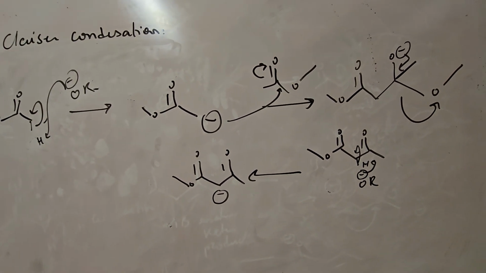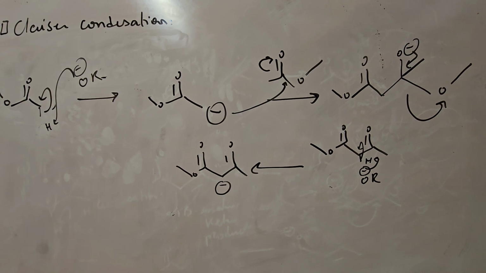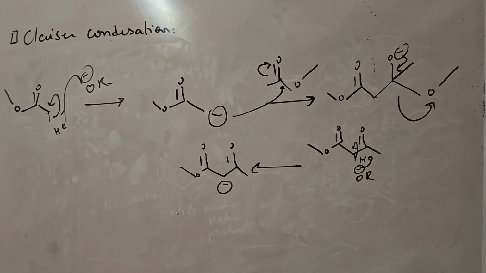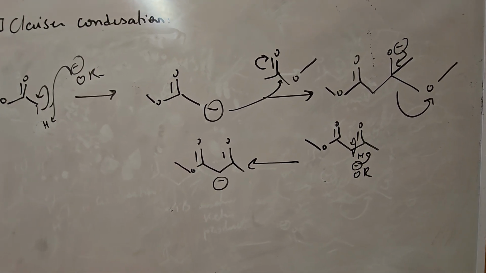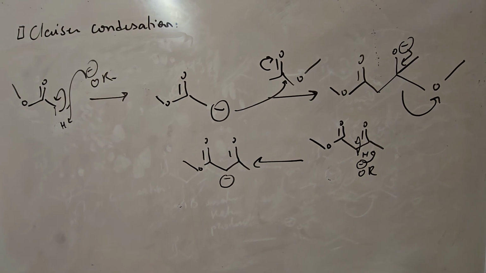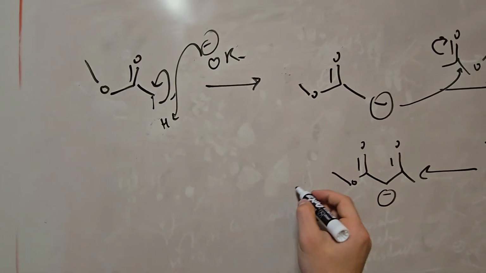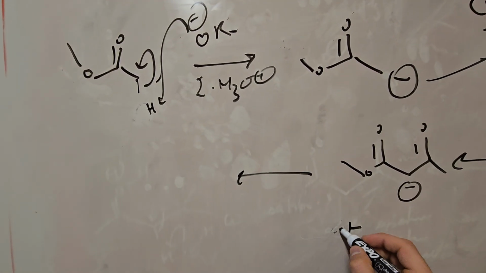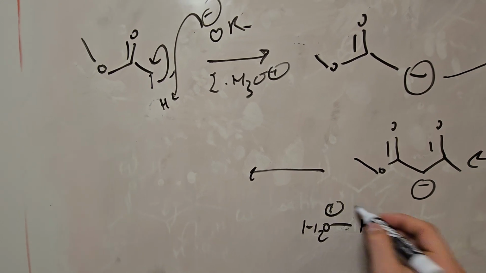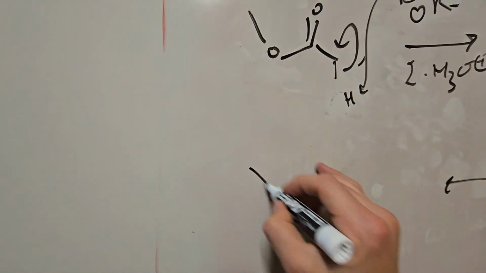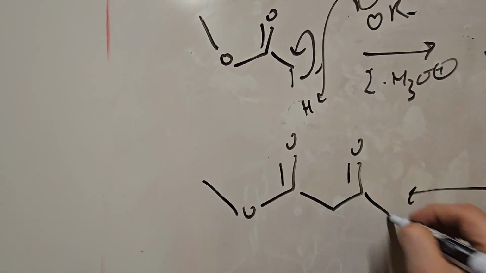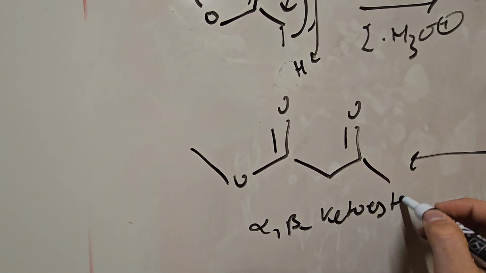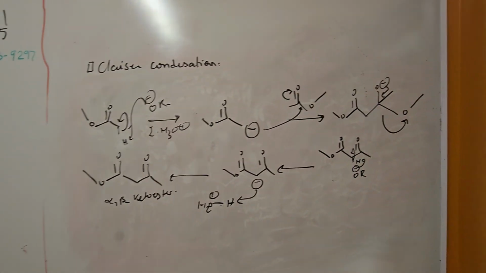Now, with Claisen condensation, the deprotonation of the second alpha carbon is necessary to drive this reaction forward. That's why we must have at least two hydrogens on the alpha carbon present in order for this reaction to work. In order to obtain the neutral product, we must also have an acidic workup step, whereby a hydronium ion can protonate this enolate, and we form our beta keto ester. That's neutral. And this is the reaction for Claisen condensation.